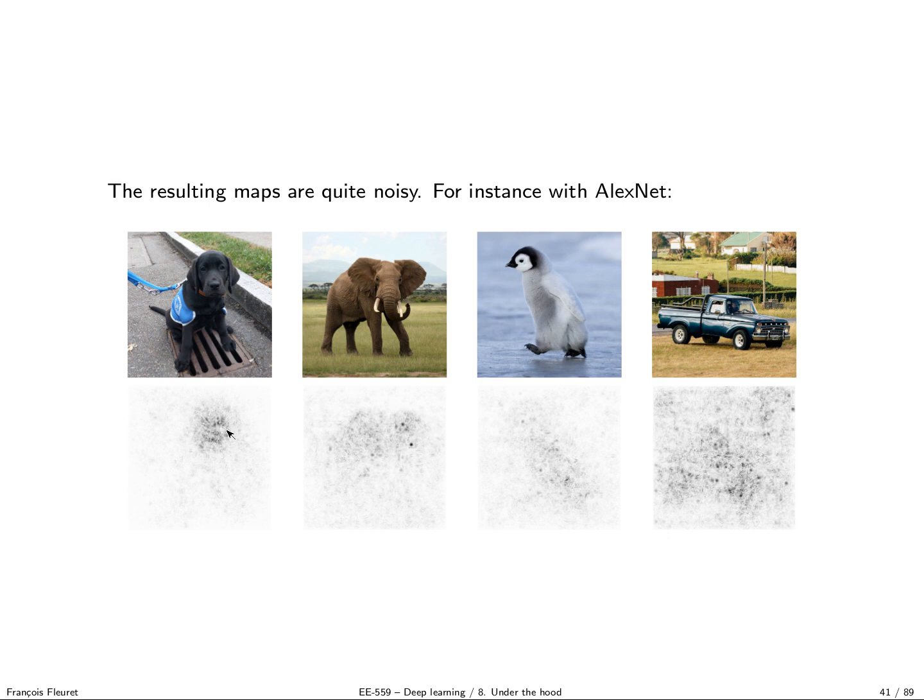So bottom line, black here means that changing this area of the image will change the activation of the correct unit a lot. White means it does not matter. So we are quite happy because we see that the head of the dog matters. Very similar to the occlusion approach, we see that the ears and the back of the elephant matter, and that the body of the penguin matters.